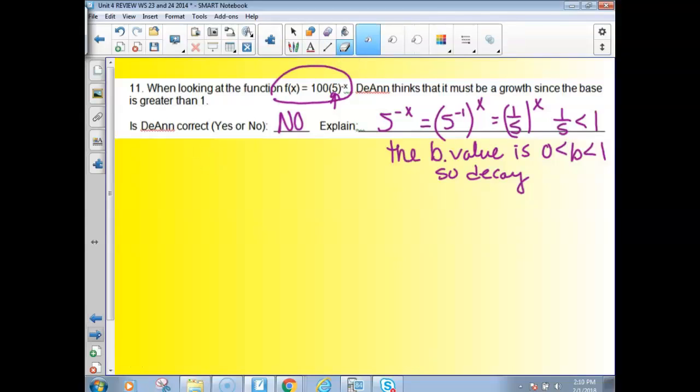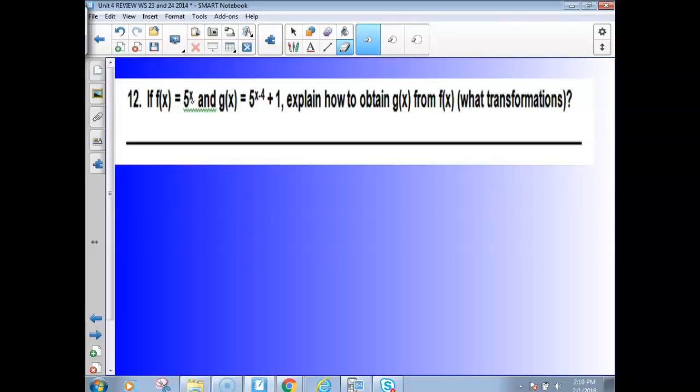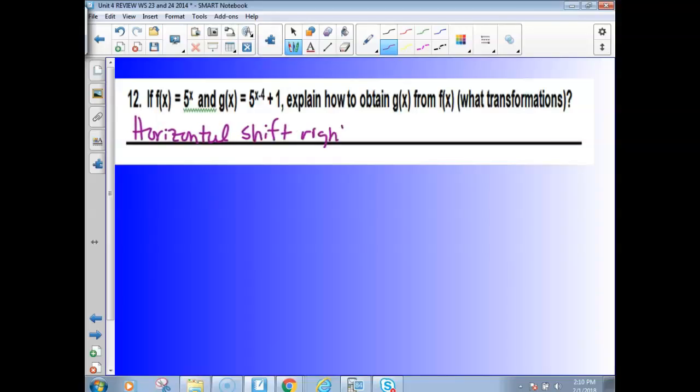All right. Moving on to 12. What's the transformation of the graph of f of x, y equals f of x, to g of x is 5 to the x minus 4 plus 1. The 4 is a horizontal shift. So it's a horizontal shift of right 4 and a vertical shift of up 1.